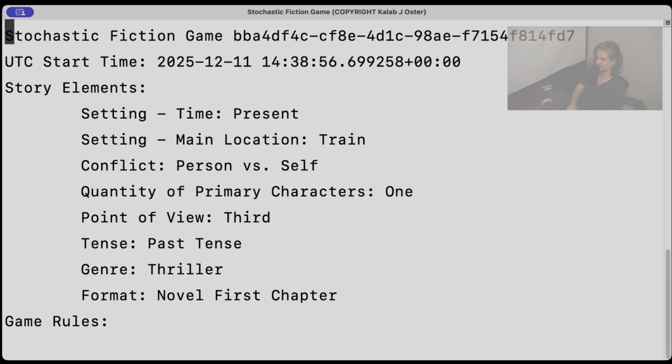It's person versus self. So if this is the conflict for this first chapter of this thriller novel, it's got to be a person bringing this upon themselves. It's making it thrilling. Maybe that's the handoff for some sort of spy thing. Like this is a story about a thumb drive or a data drive.